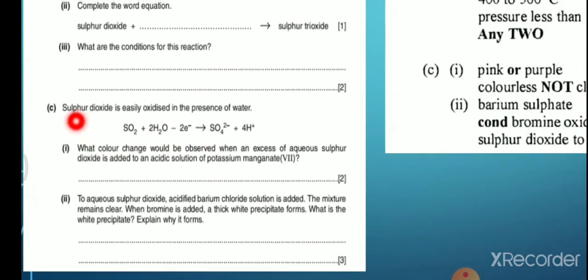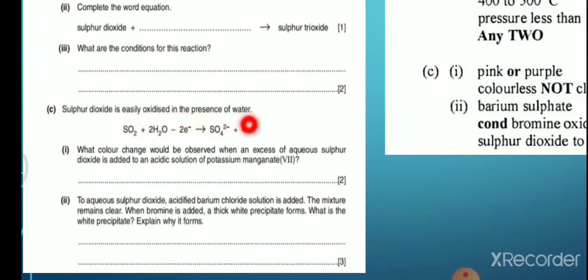Next question here. Sulfur dioxide is easily oxidized in the presence of water. This is the equation here. What color change would be observed when an excess of aqueous sulfur dioxide is added to acidic solution of potassium permanganate? So this is a test for sulfur dioxide. The color changes from purple or pink to colorless.